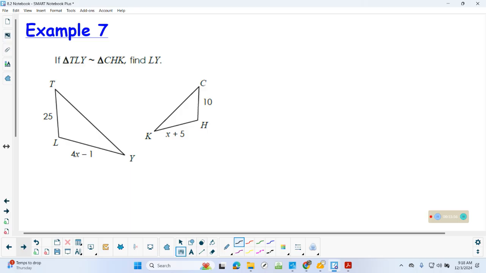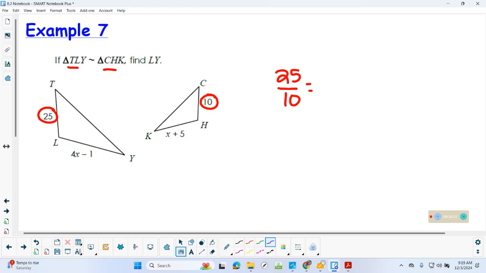Okay, again, read your similarity statement. Triangle TLY is similar to triangle CHK. So the left is to the right, okay? So here we go. So I'm gonna start with a nice number. That seems like a nice place to start, meaning I'm gonna start with 25. So I see that that is TL. TL corresponds to what side on the other triangle? CH. CH right there, 10. So my first fraction, I'm going to do 25 over 10.